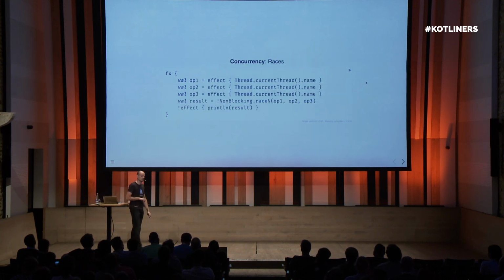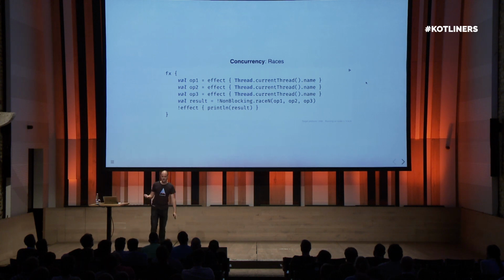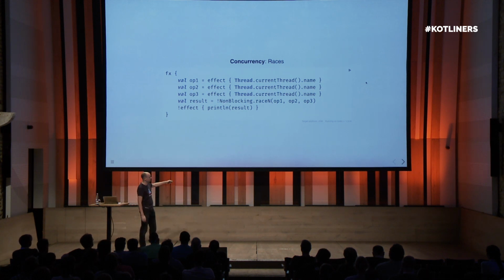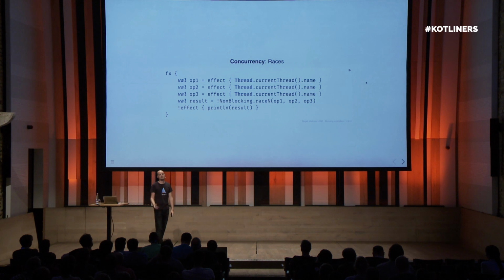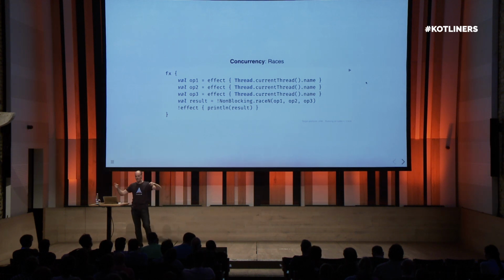For races, it's the same thing, but this time we need to call raceN over a non-blocking context, which means I'm going to run these operations non-blockingly, so in parallel, and then I'm going to make them race. I just care about the first one that is completing in this scenario, right? This is also a common use case. I'm spawning like 3, 4, 10 fibers, and I just care about the first one that completes in this case.